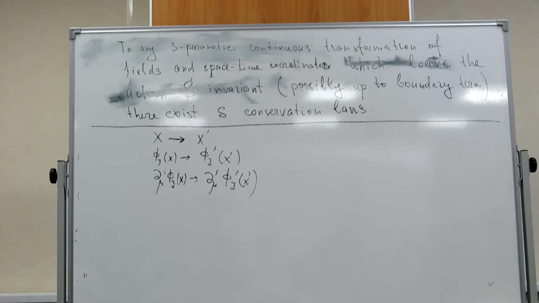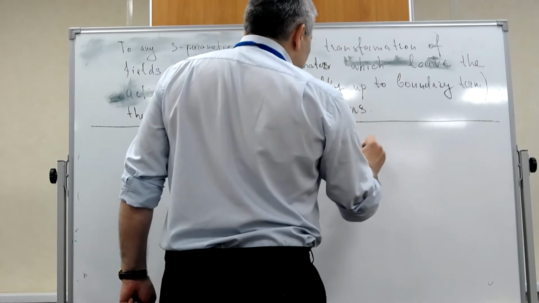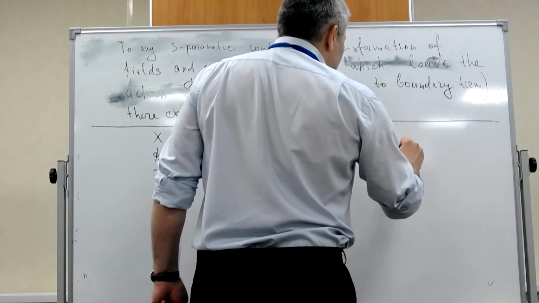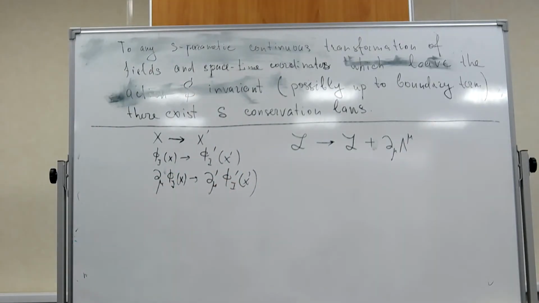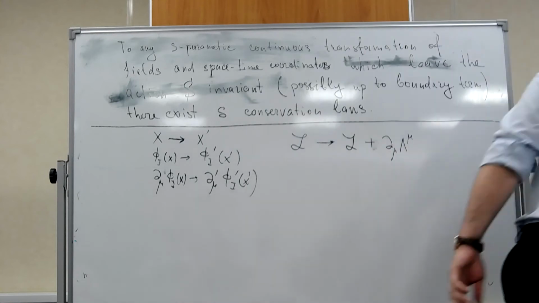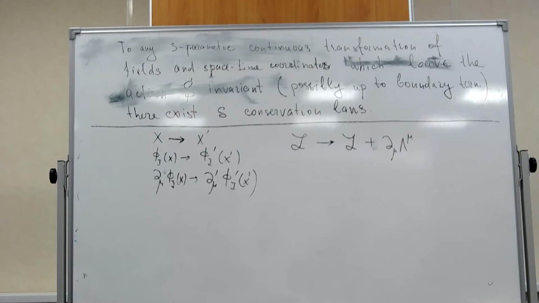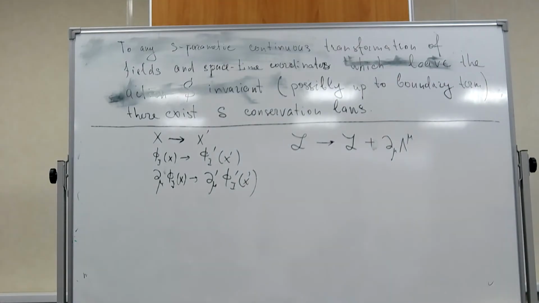So x goes to x prime, phi I transforms in this way, and also the derivative d mu phi I of x goes to d mu prime, a derivative with respect to x prime, of phi I prime on x prime. So this is the transformation I'm talking about. And if under this transformation the action S or the corresponding Lagrangian density is allowed to change at most by a total derivative term like this one, then there will be dynamical invariants.